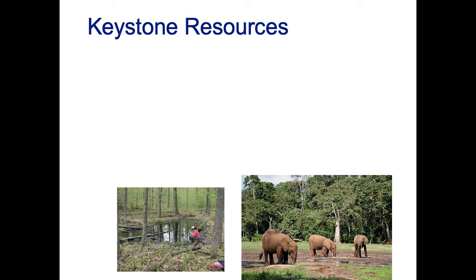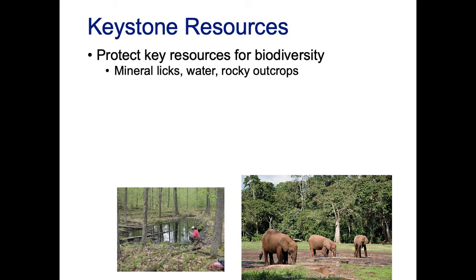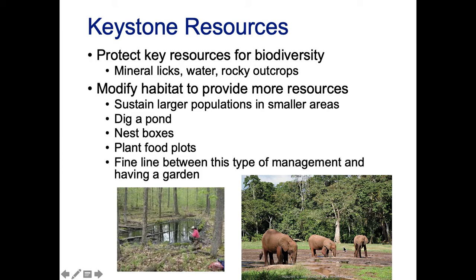Another important thing you may need to do is consider keystone resources in the protected areas. You want to make sure key resources for biodiversity are protected. So things like mineral licks, bodies of water, and rocky outcrops can be really important for shelter, for water, and you can see here elephants trying to get minerals.